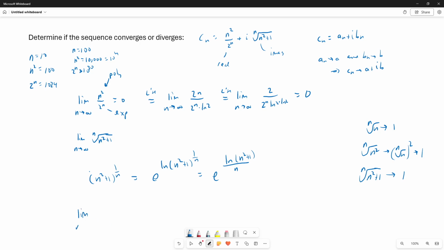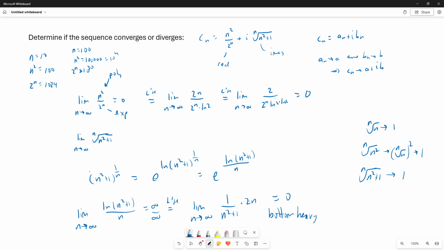So the limit as n goes to infinity of log of n squared plus 1 over n. This is infinity over infinity, so we can use L'Hopital's rule, and the derivative on the bottom is just 1, so I'm not going to write that. And the derivative on the top is, by the chain rule, 1 over n squared plus 1 times 2n. And now this is a basic calculus 1 limit, polynomial over polynomial. The degree on the bottom is bigger, so this one's bottom heavy. And so the limit is 0.